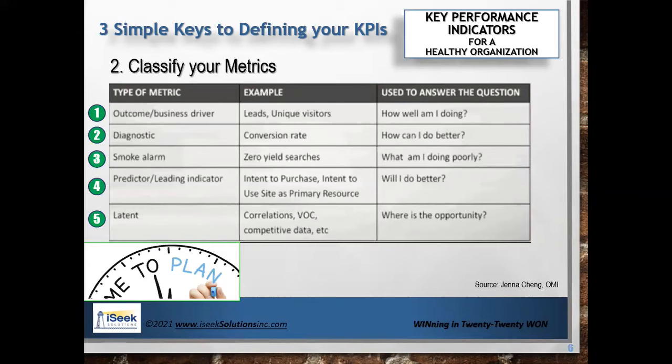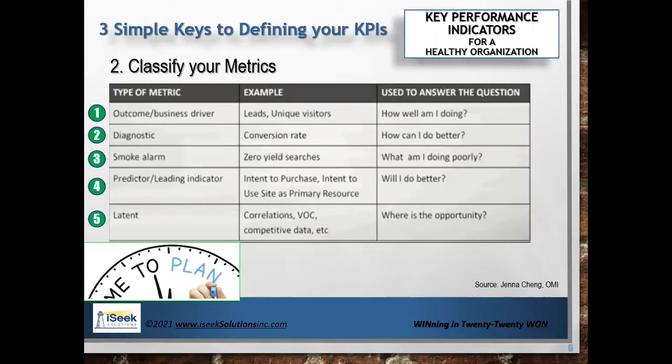The acquisition of the service or the attainment of your solution is not happening. So that's a red flag, and the type of metric is called a smoke alarm metric. That's an easy one to put in place so that it can indicate whether you're doing something incorrectly.